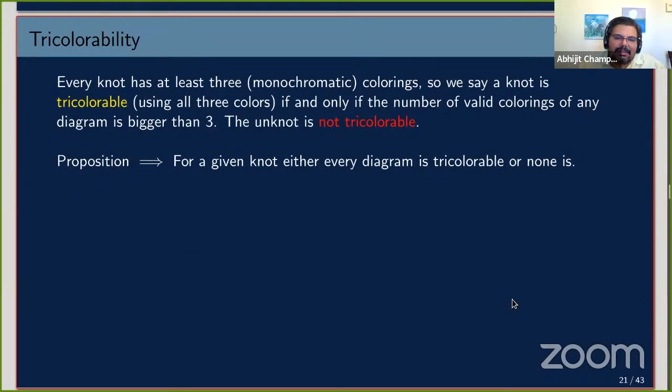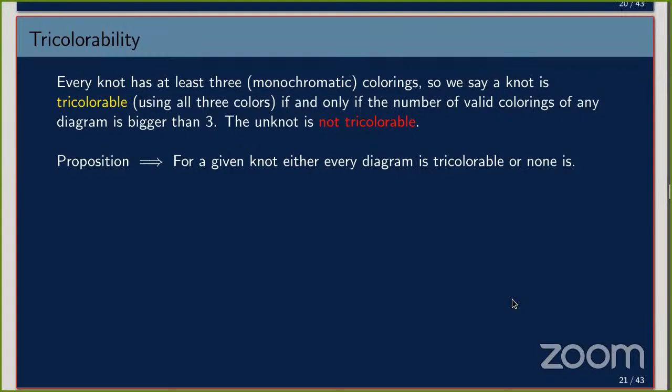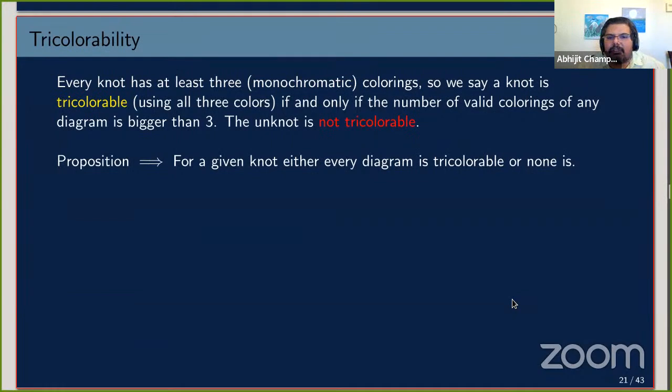So every knot has at least three monochromatic colorings, using the same color for all the strands. We say that a knot is tricolorable if it has more than three colorings, and the unknot is not tricolorable, because you have no crossings, so it's only monochromatic. You cannot use any different colors. And so for any given knot, either every diagram is tricolorable, because any two diagrams are related by Reidemeister moves, or none is.